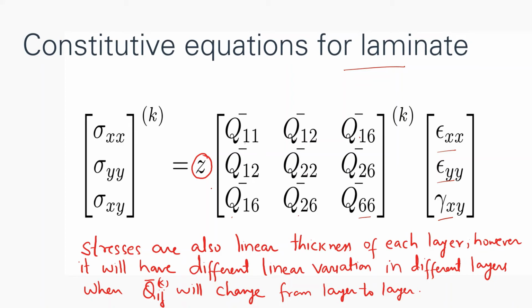We can see that these stresses are also z to the power 1, meaning linear. So stresses are also linear throughout the thickness of each layer. However, it will have different linear variation in different layers, because as the material Q11 bar, Q12 bar change from lamina to lamina, the stress value also changes with a different linear variation in different layers.